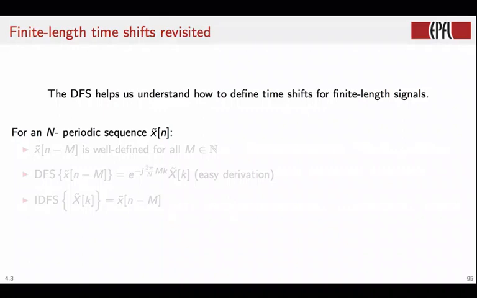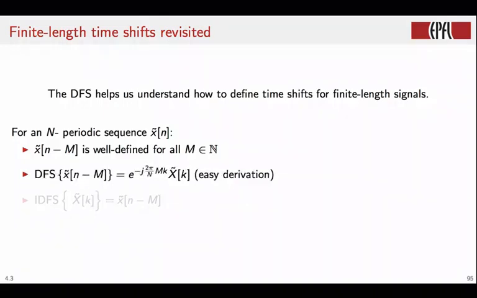However, DFS helps us understand, for instance, why we said that the natural shift for finite length sequences is actually a periodic shift. Let's consider an N-periodic sequence x tilde of n. For periodic sequences, shifts are well defined. We can take x tilde of n minus big M, and it's just a normal shift of an infinite two-sided sequence.